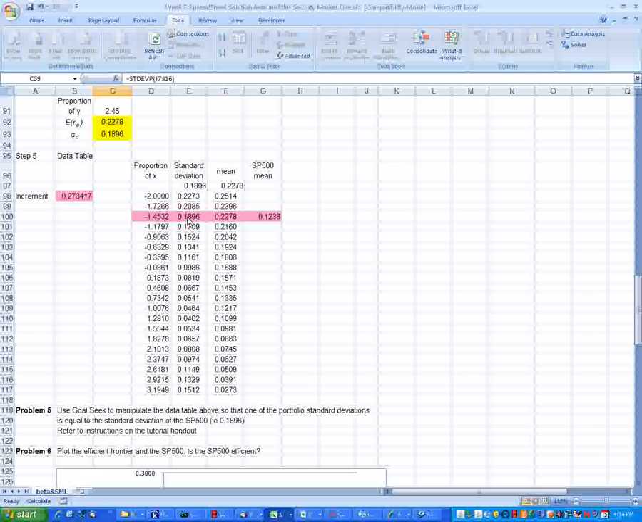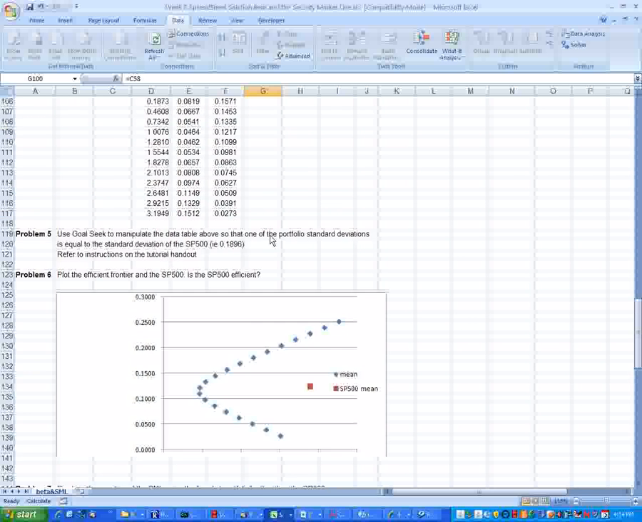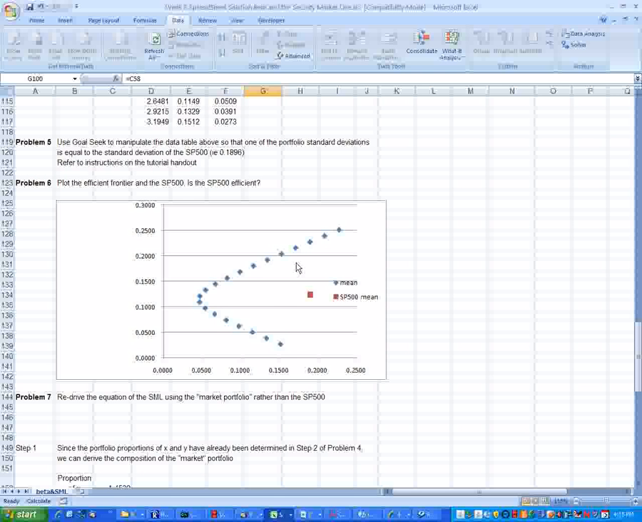However, if we look at the mean for that envelope portfolio corresponding to the risk of 0.1896, we see that it is 0.2278, much higher than the mean of the S&P 500. And if we go down to problem 6, where we graph this, you can see that this is the S&P 500 with its 0.1896 risk on the x-axis and its 0.122 return on the y-axis. And this is the corresponding envelope portfolio up here, which has got the same risk, 0.1896, but a much higher return, 0.22.